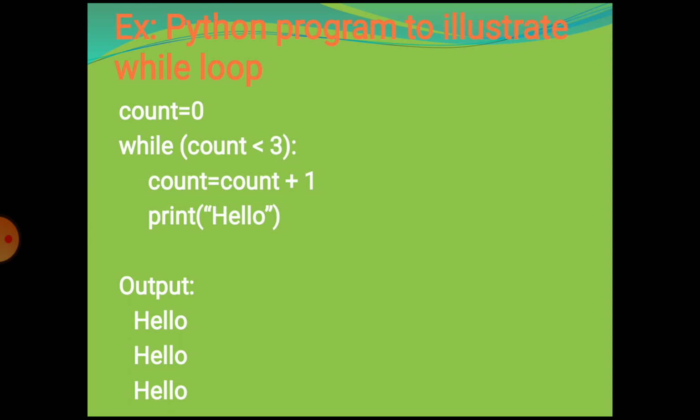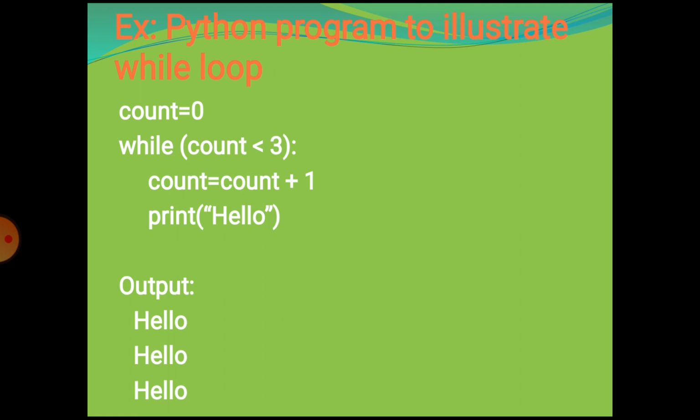Here the value of count is less than 3, so the condition is true, and it will come into the body and increase the value of count by 1. So count plus 1 is equal to 1, because the value of count is 0. Then print hello. So it will display hello one time.